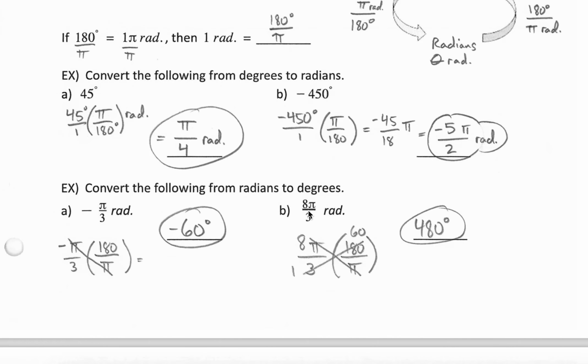One more time, 8/3 pi. We're going to multiply by 180 over pi, try and cancel those pi's. 180 divided by 3 gives me 60, so I could also reduce that first before I multiply. So all that's left is 8 times 60, which is 480, and we're in degrees now.